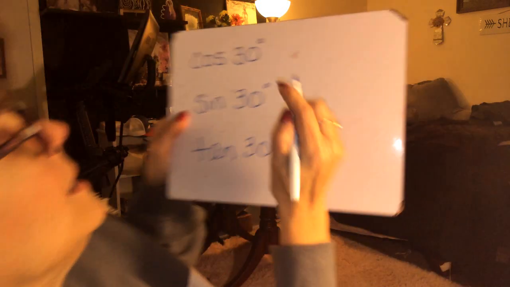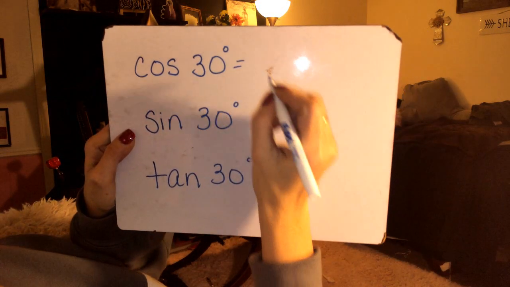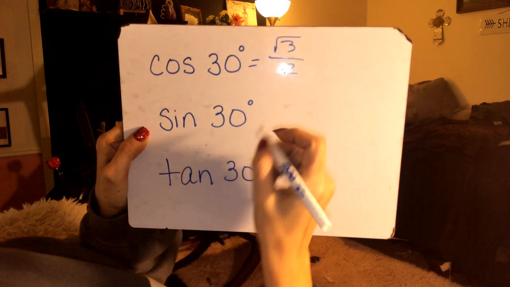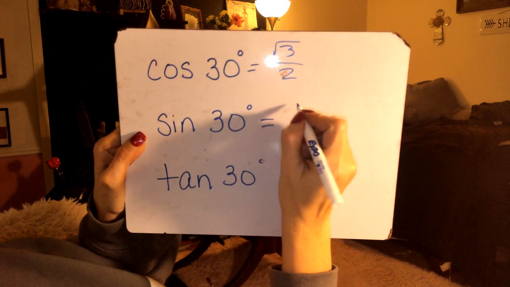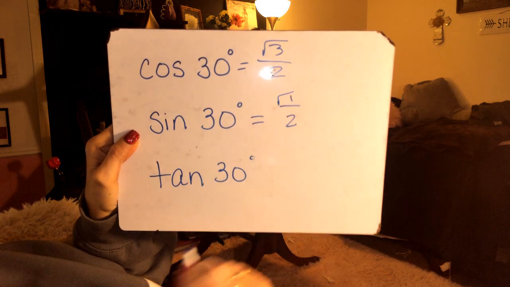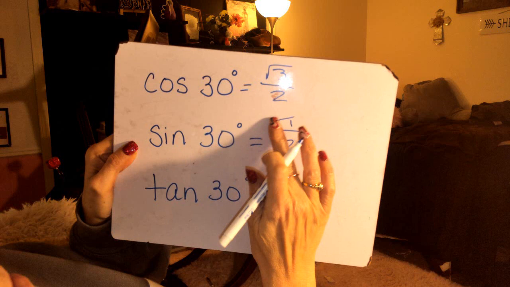So, come back to my board. I'm going to put my answers. Cosine of 30, I had the square root of 3 over 2 because I had 3 fingers. Sine of 30, I had 1 finger, so that would be 1 over 2. Or the square root of 1 over 2, but remember square root of 1 is 1, right? So we're just going to say 1.